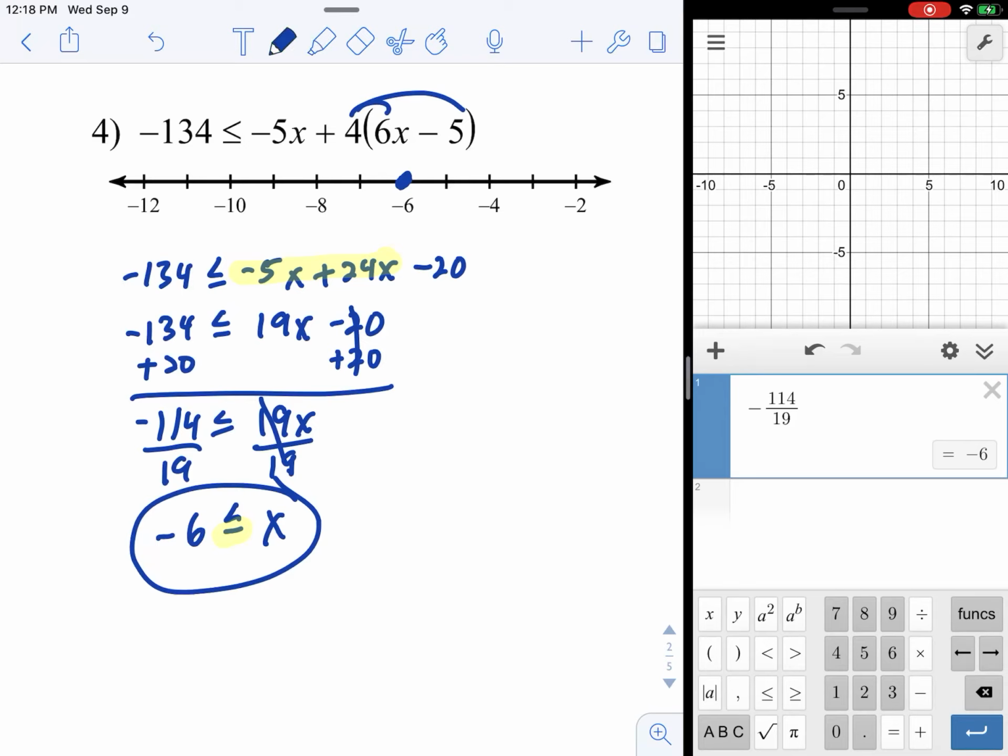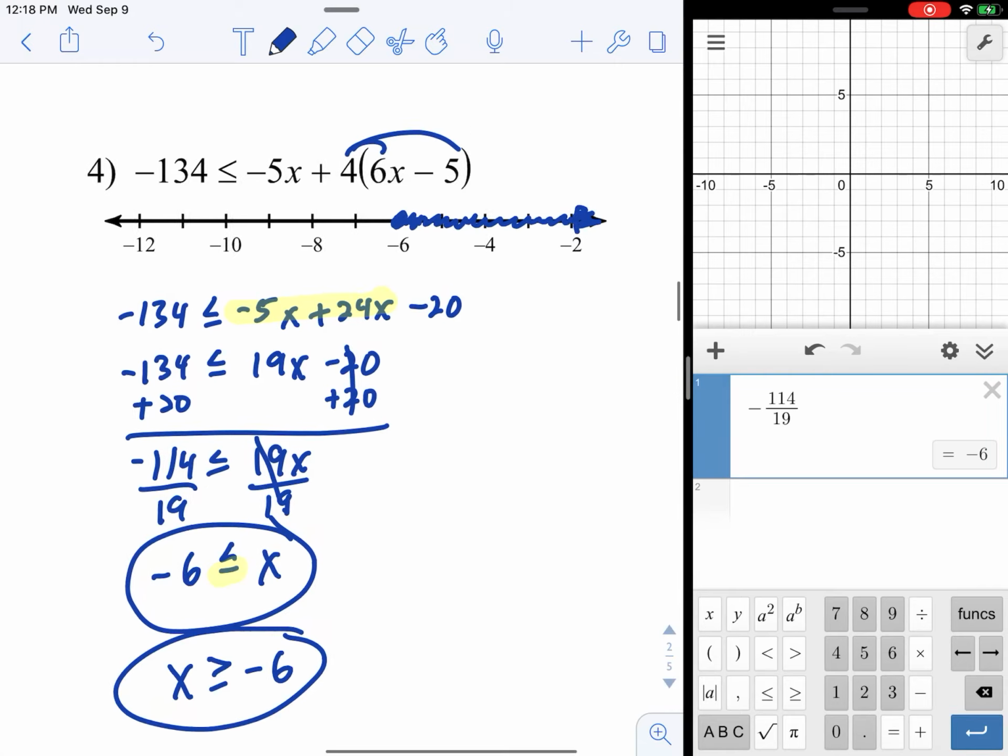The other way to write this is x greater than or equal to negative 6. You can flip it around. And that's helpful when you draw your graph. That lets you know that the shading goes in this direction. So it's a lot like number 2.